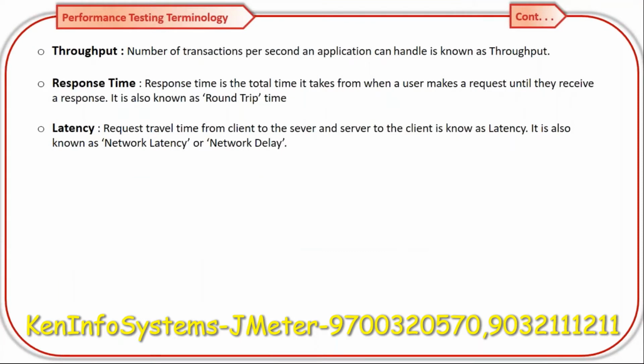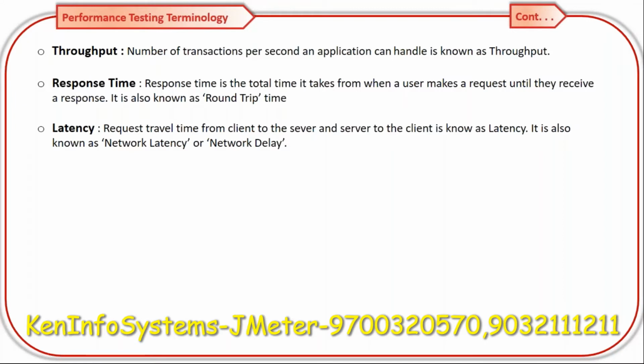Next, coming to throughput. Throughput is the number of transactions per second an application can handle. Just now I told you, at the beginning of the session, the client comes up with a requirement: 100 users need to achieve 1000 transactions per hour. That is one requirement. 1000 transactions per hour means in 1 hour he needs to do 1000 ticket bookings.